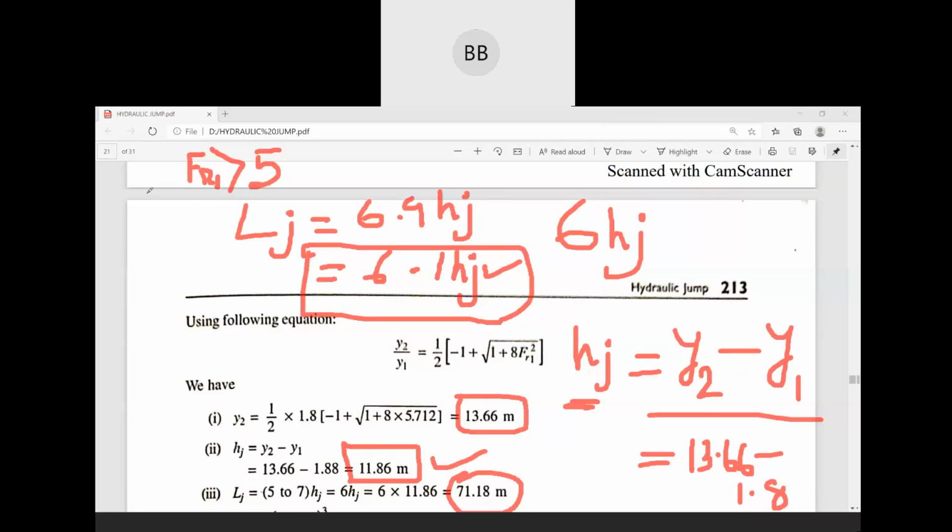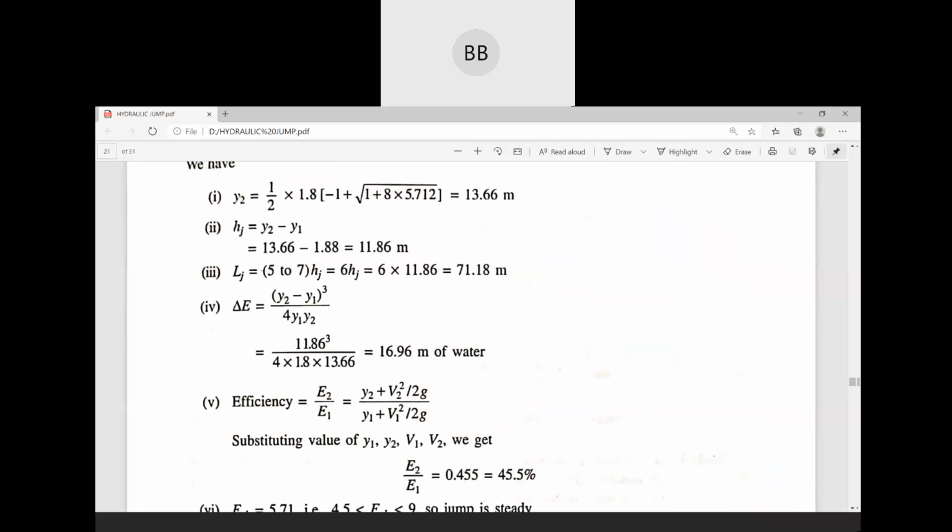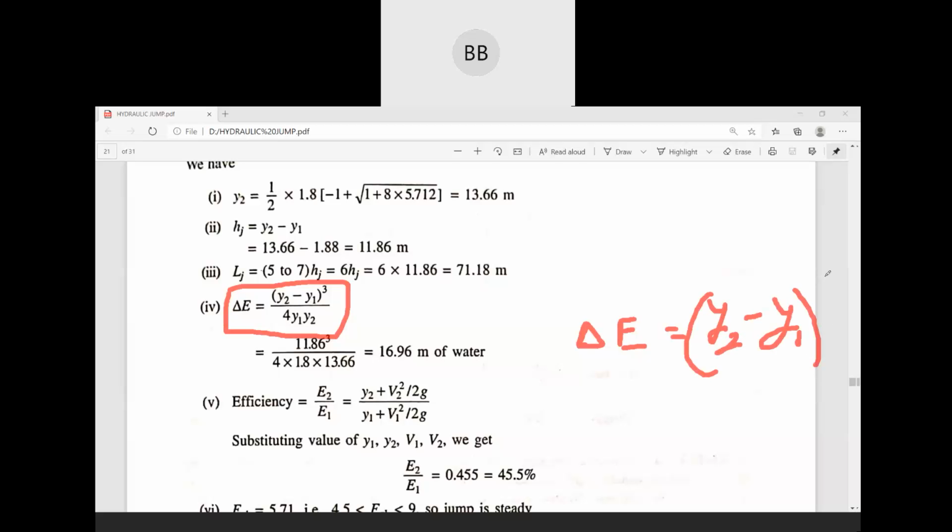Okay, so next we need to calculate the loss of energy. Loss of energy is nothing but (y2 minus y1) whole cube divided by 4 y1 y2. So this is the expression. The derivation we have already discussed for this expression. So we are going to use it here to find out the loss of energy.